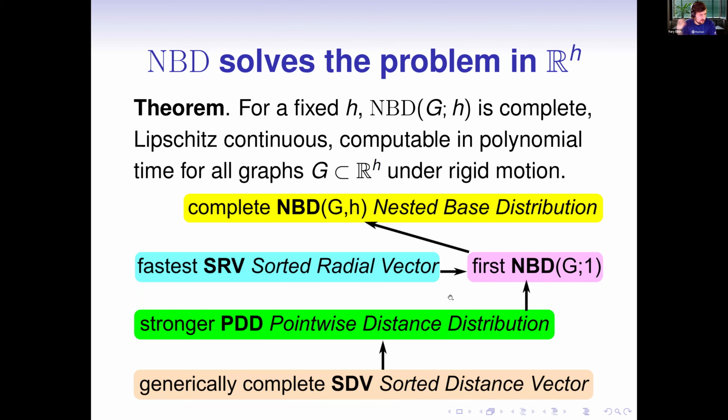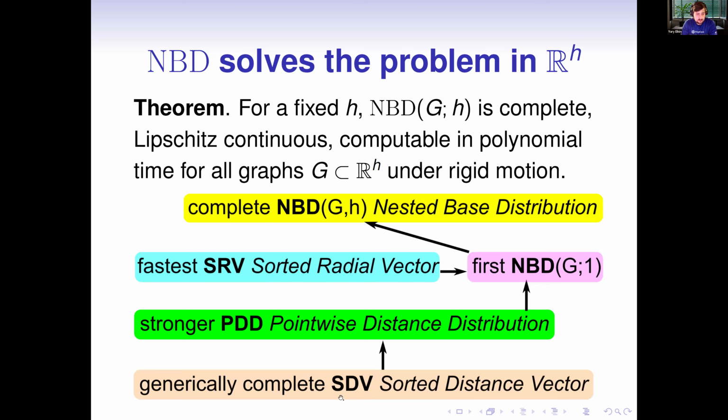And so actually, probably this graph at least helps to understand the general idea. So this NBDG is our new invariant that we defined in this paper, and there's a variant that states it's complete, it's Lipschitz continuous, it's computable in polynomial time, and so on. And so here is a graph about the complexity or hardness of the invariant, or its precision as well.